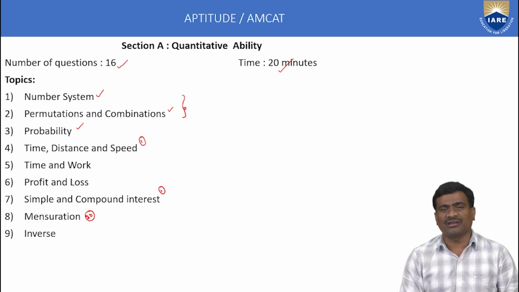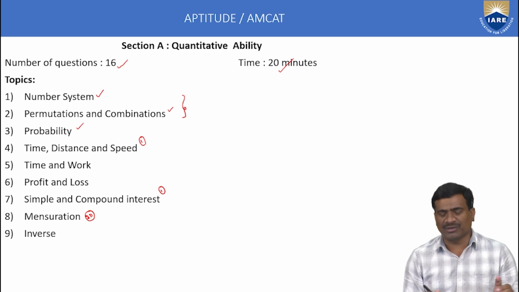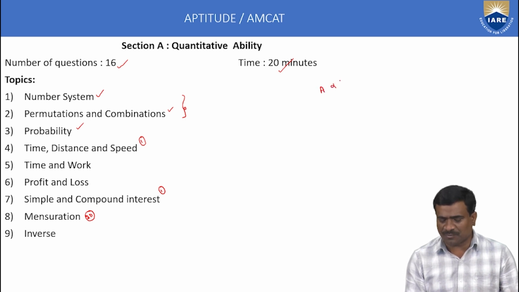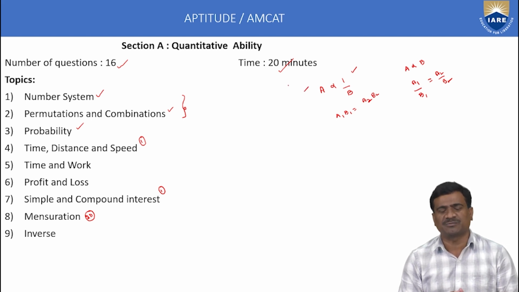Next, the ninth one, inverse concept, either direct proportion or indirect proportion. If the problem belongs to inverse proportion, apply the method. Suppose A is inversely proportional to B, this is called inverse proportion. Inverse proportion definition: A1 into B1 is equal to A2 into B2. If the problem belongs to direct proportion, that means A1 by B1 is equal to A2 by B2. This is about direct proportion and indirect proportion.